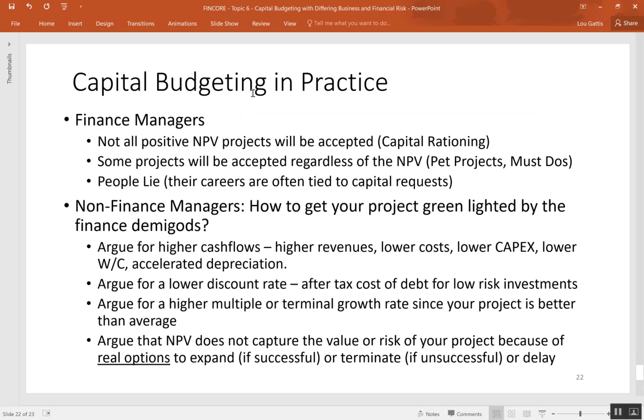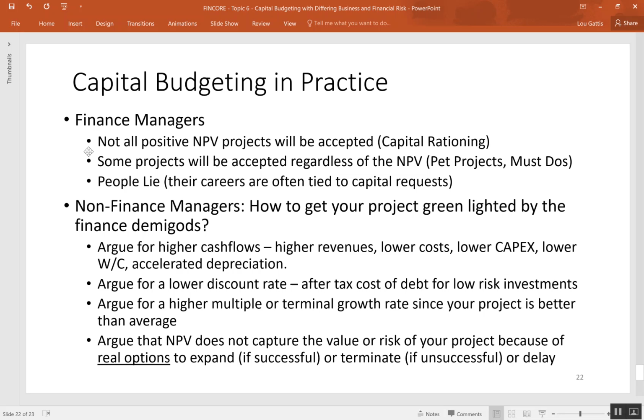Lastly, capital budgeting in practice. As a financial manager, you're in charge of the capital budgeting process, which means selecting which investments. In theory, you should always accept all positive NPV projects. However, in practice, there's always capital rationing. So you may have $1 million of capital, but $10 million of requests for capital, and all of them are positive NPVs, but you can't do them all.